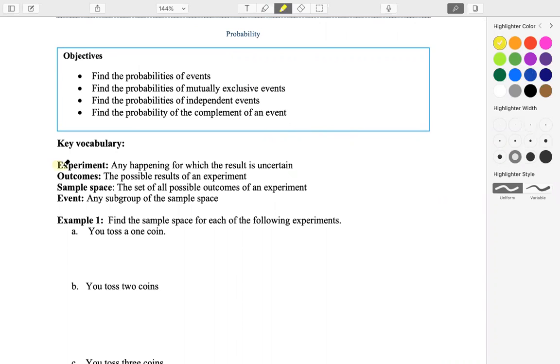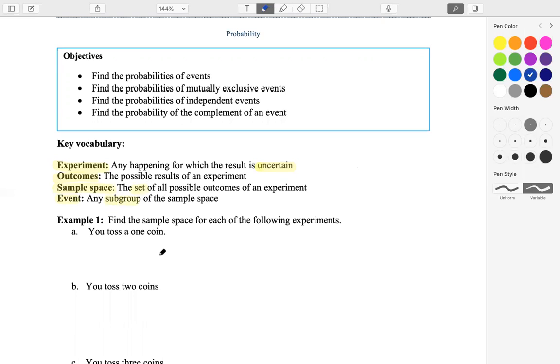An experiment is any happening for which the result is uncertain. So we know what could possibly happen, I just can't predict what will happen. An outcome of an experiment is the possible results. The sample space is a set or a list of all possible outcomes, and an event is any subgroup of that sample space.